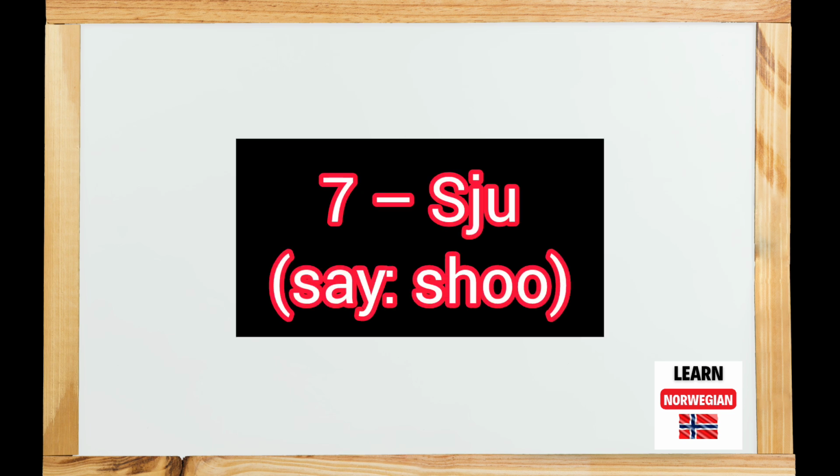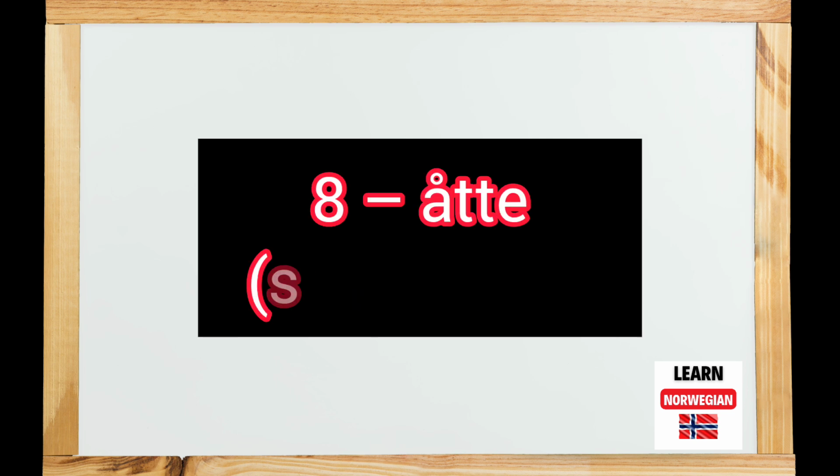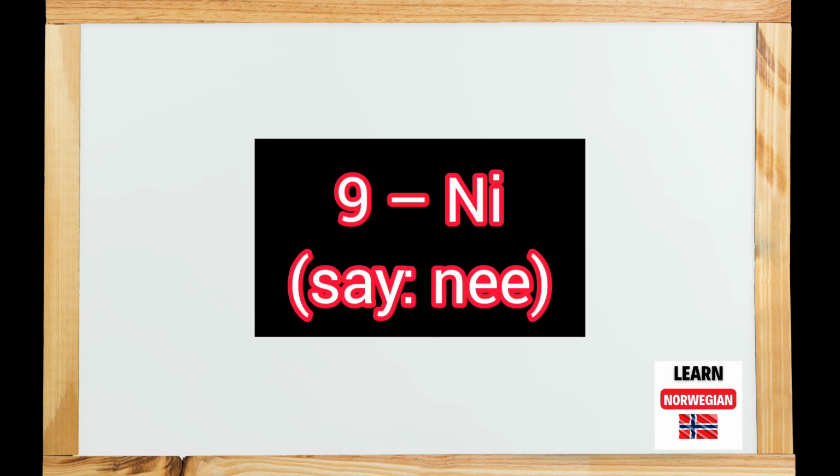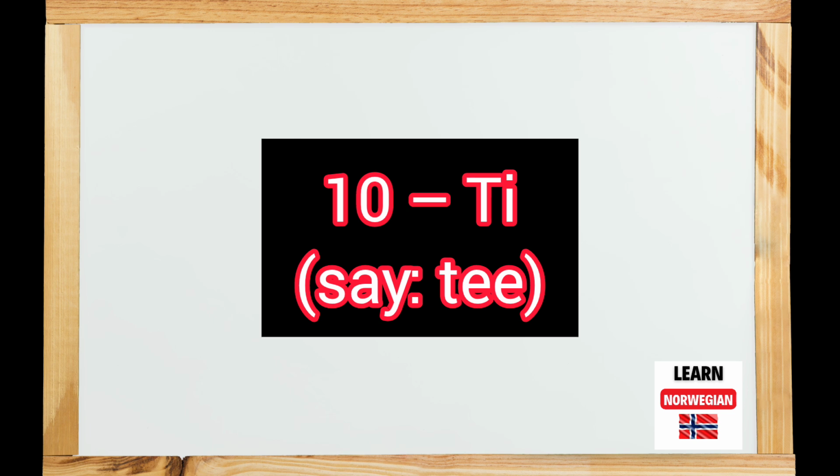Number 7 is Sju. Repeat after me. Sju. Number 8 is Åtte. Repeat after me. Åtte. Number 9 is Ni. Repeat after me. Ni. Number 10 is Ti. Repeat after me. Ti.